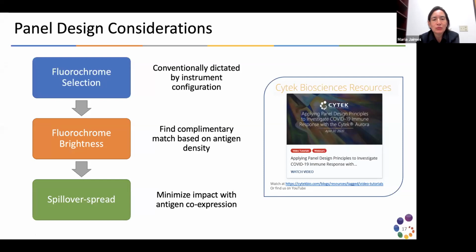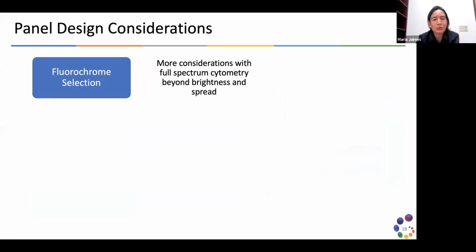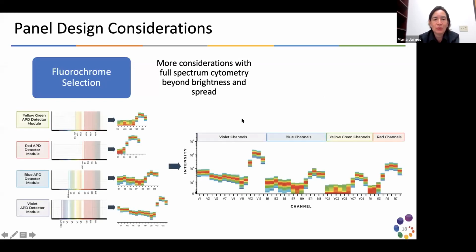Now, I want to go back to the first point in this process of panel design, and that is the fluorochrome selection. So in conventional cytometry, you are restricted by the optical configuration of the instrument. But as Emeric explained, not anymore with full spectrum cytometry. We are in such a flexible space now, and you have so many more considerations, and brightness and spread are one, but something that is going to be very key is understanding which fluorochromes work well in combination.